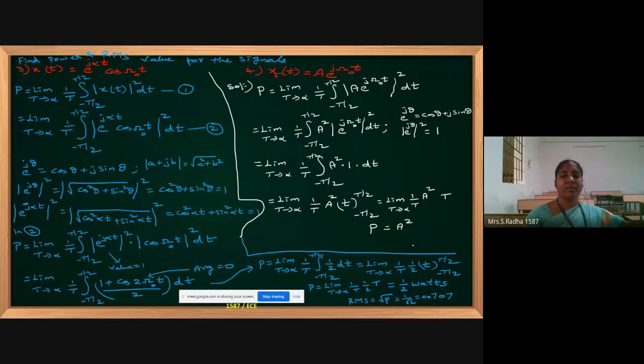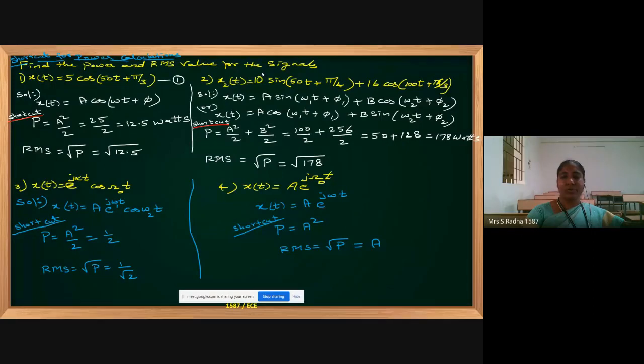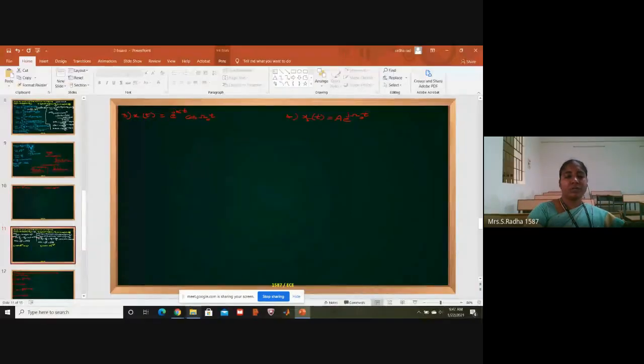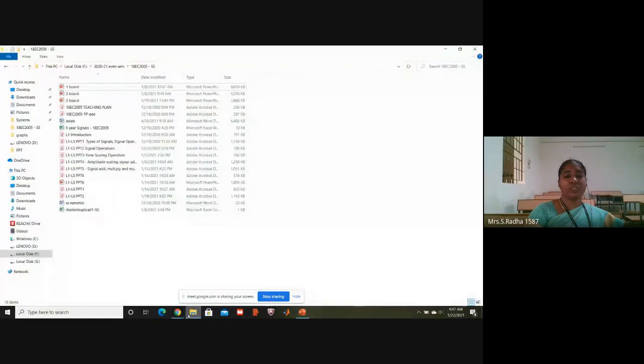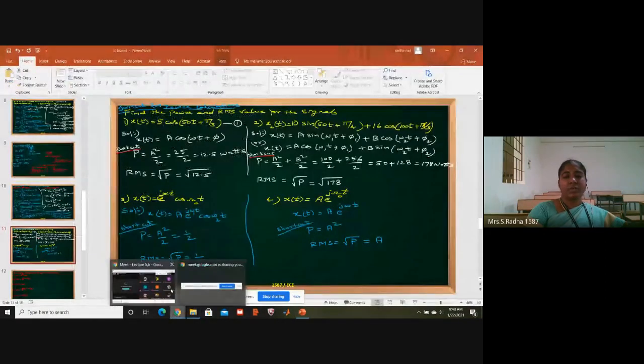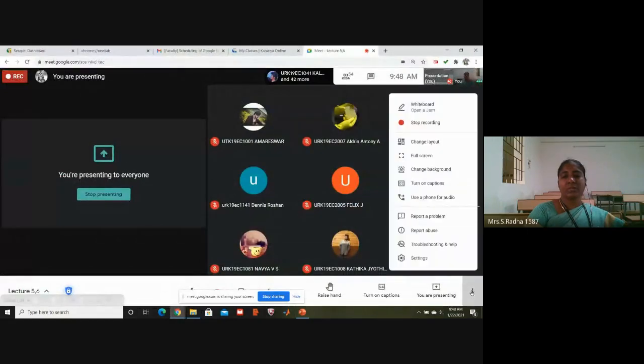We are calculating power. The power value we got is A square. So we know that the RMS value is nothing but the square root of power, and it is nothing but A. This is how, with cosine and without cosine, exponential factors with cosine and without cosine, we got the same value. The shortcut I had told you: if simply exponential alone is there, we should use A square. If without exponential, with cosine is there, we have to use A square by 2. I will stop here. Yes, tell me.